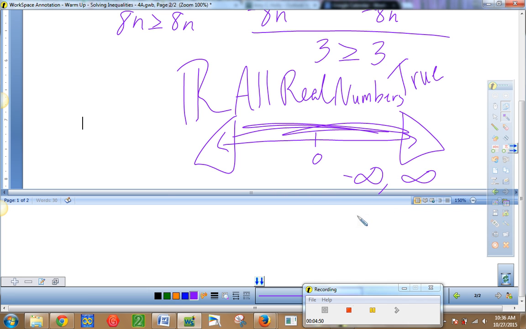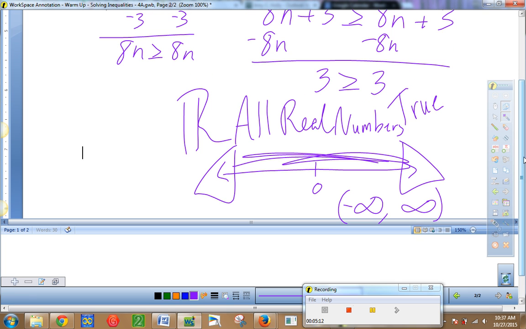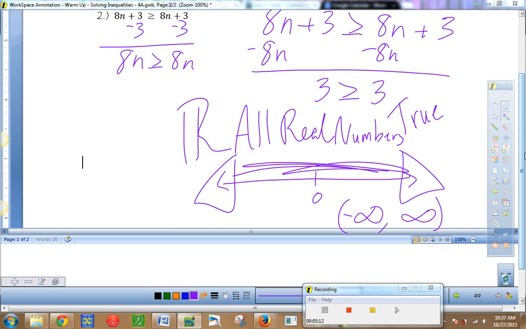Hard brackets or soft brackets? Soft. Infinity and negative infinity always get soft brackets, but they're not actually numbers. They're just concepts, so we give them a symbol. Is that cool? So in your notes you had one that was no solution, correct? And now you've got a nice example of all real numbers. It's just whether this is true or false. Questions, comments, concerns?